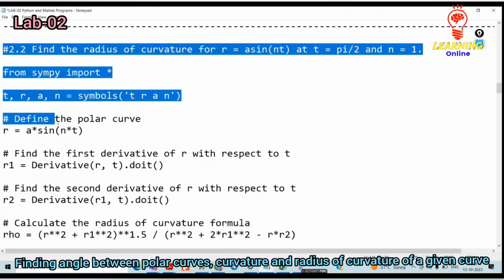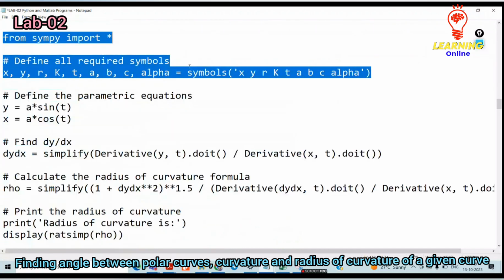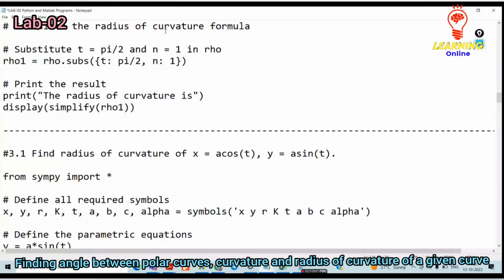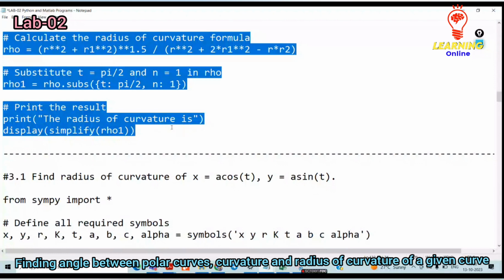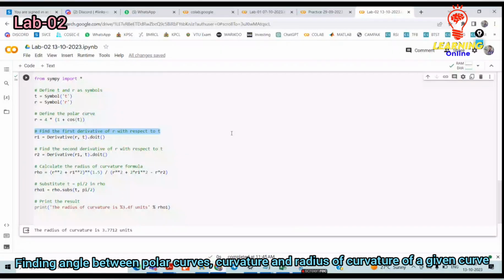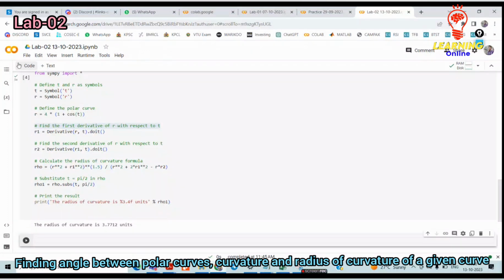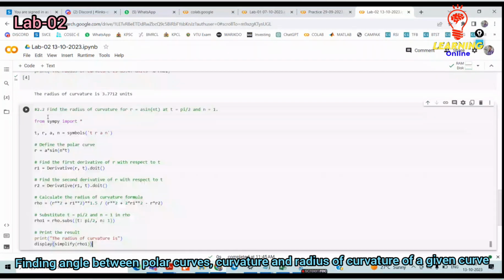Now I will do this. I will take this expression. Then I will go to the Colab. I will add a new tab. Then I can type. Okay, this is my expression. That is r equal to a sin nt at t equal to pi by 2 and n equal to 1. Okay, a sin theta it is. Like I told, it is not inverse. a sin theta. Okay, n is the multiplying factor within that t.